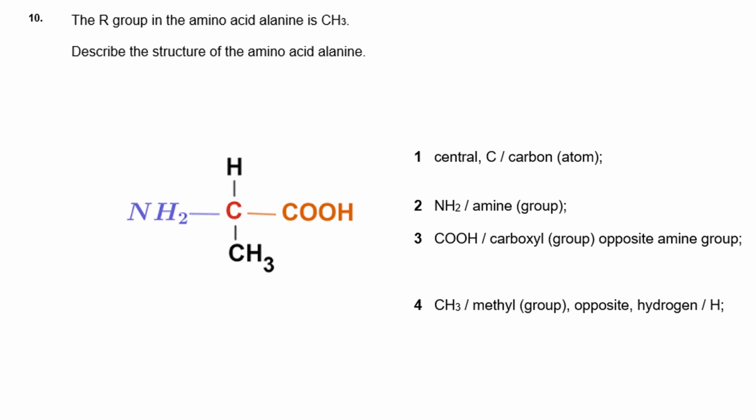So if you simply draw the molecule, the carbon in the middle, COOH on the right, NH2 on the left, hydrogen above, and instead of putting R underneath, you put CH3, you would have scored 4 marks.